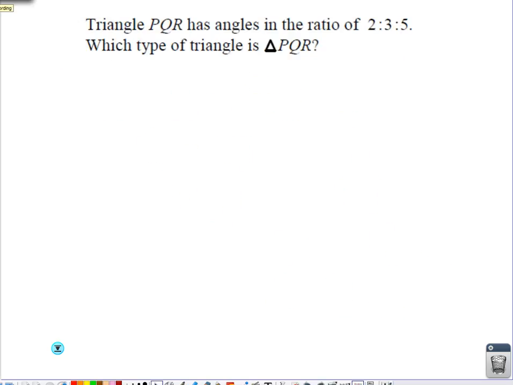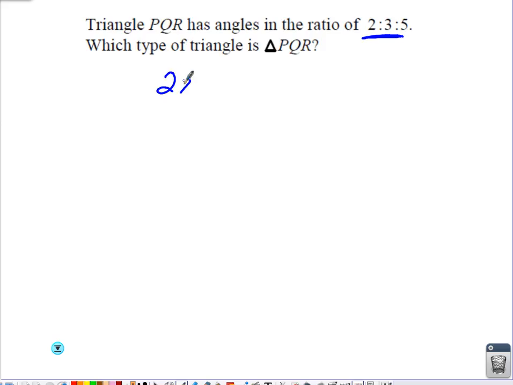Very similar type problem. Instead of telling you what the actual angles are equal to, I give you a ratio, 2 to 3 to 5. First off, Carly, is that the angle measures? It says the angles are in a ratio of that. Is that the actual angle measure? No. 2, 3, and 5 degrees would add up to 10 degrees. That's way too small.